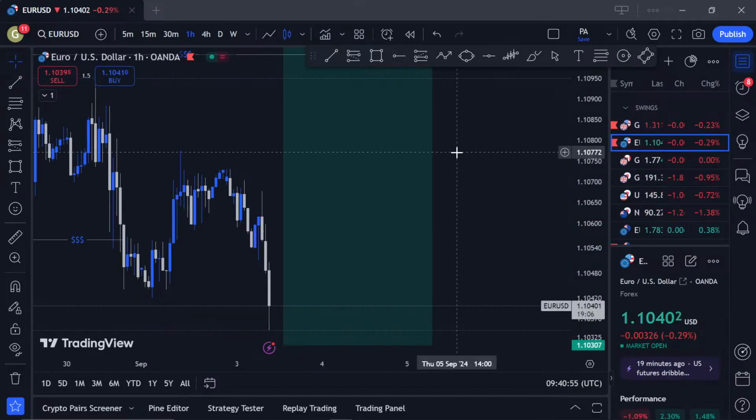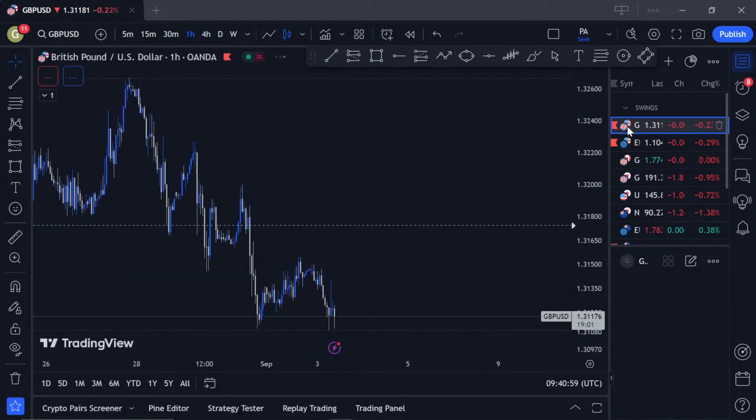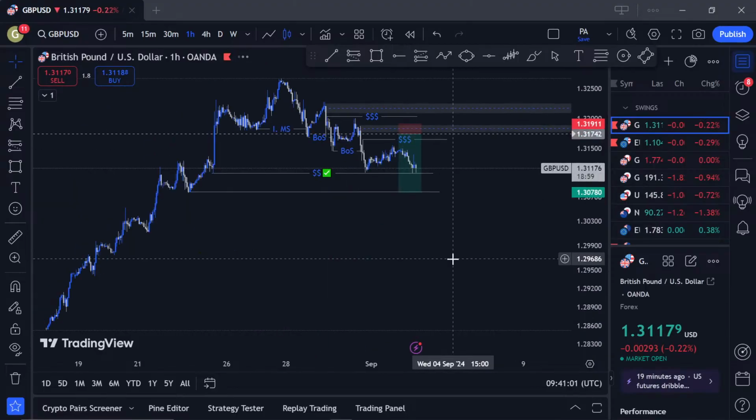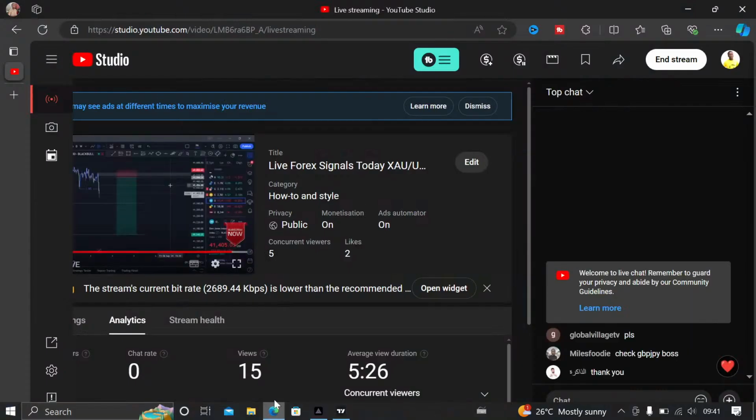Next up is Euro USD. I'm waiting for it to come over to my entry, and then GBP USD, I'm also waiting for it to come over to my entry. So this is simply all about today's live signal. If you have any question, you can simply let me know down in the comment section right now. I'll be there with you.